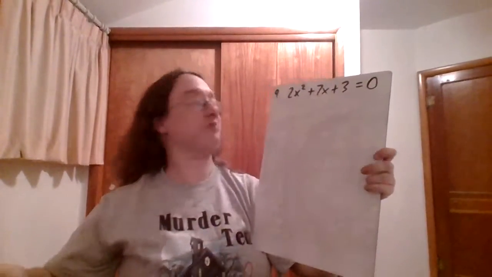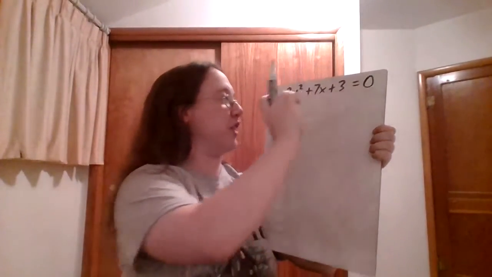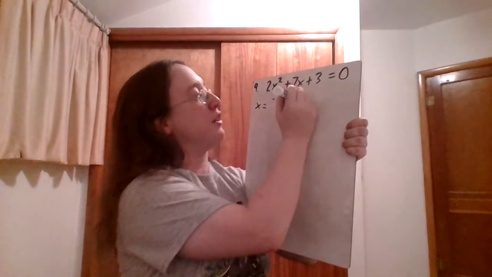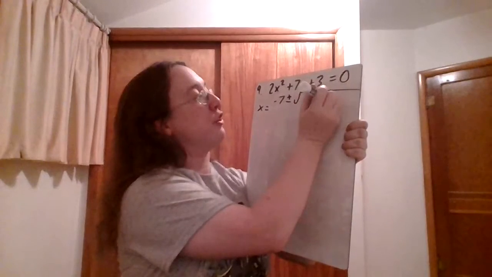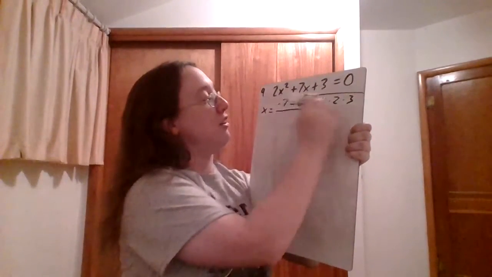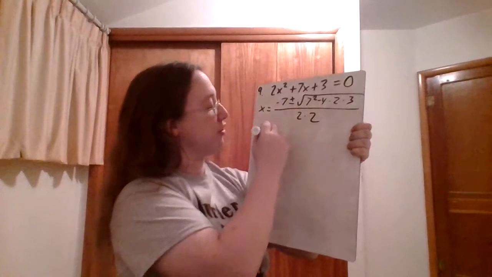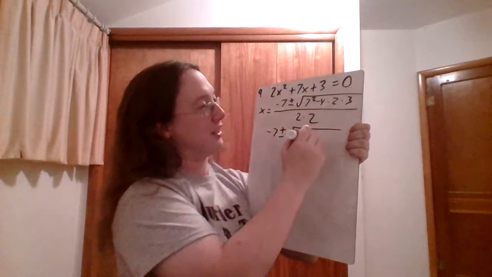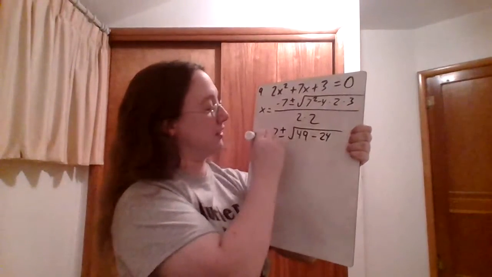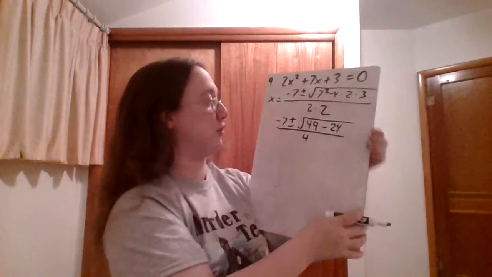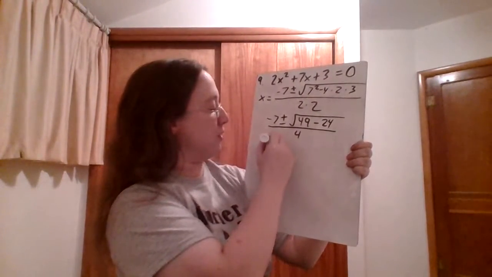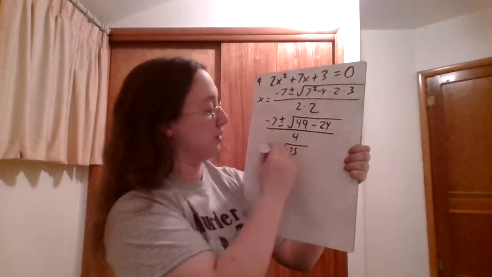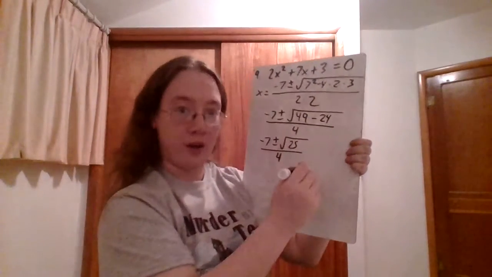Okay, so if we're quadratic formulating this, we've got x equals opposite b plus or minus square root 7 squared minus 4 times 2 times 3 over 2 times 2, ding. So we got negative 7 plus minus square root. 7 squared is 49. And 4 times 2 times 3 is 24. 2 times 2 is 4. And I got negative 7 plus minus square root 49 minus 24 is 25 over 4. Square root of 25 is 5.